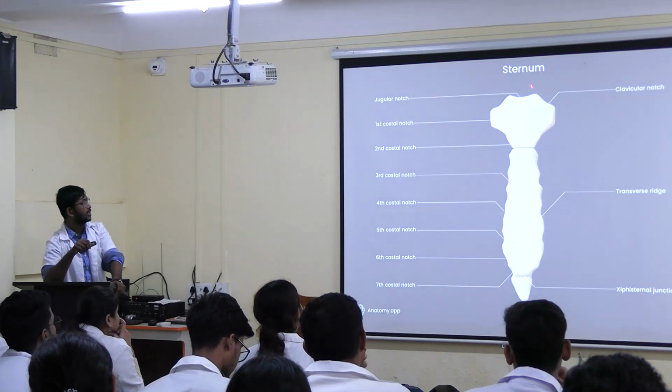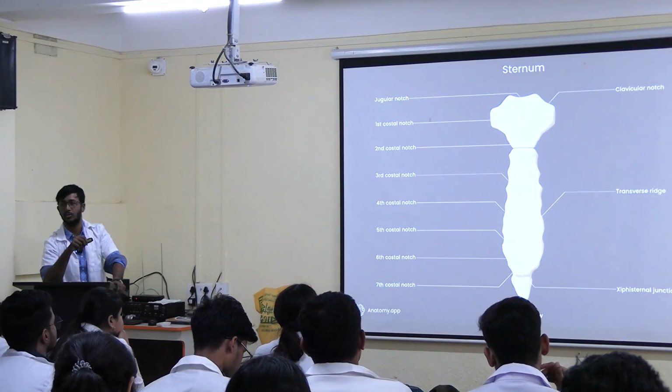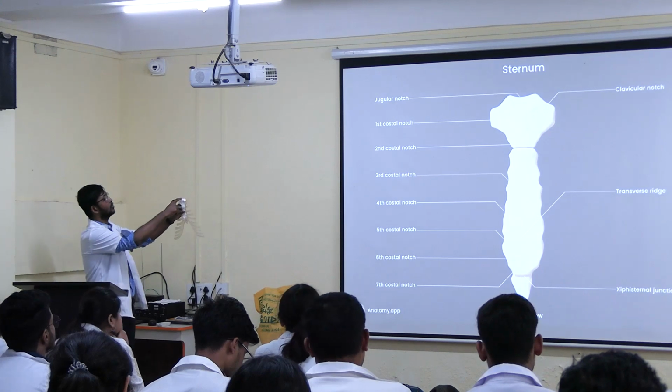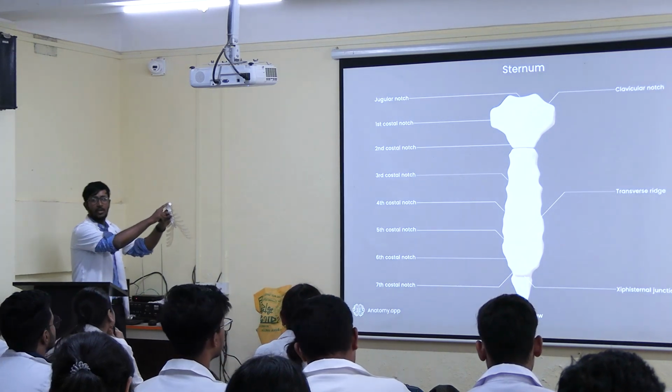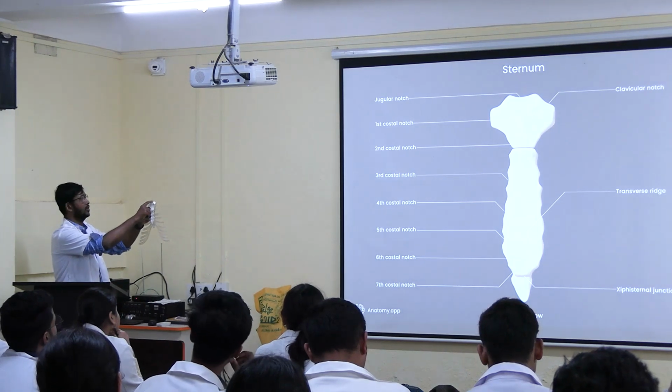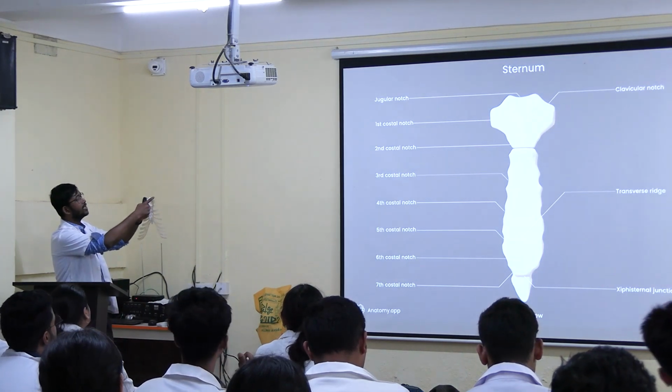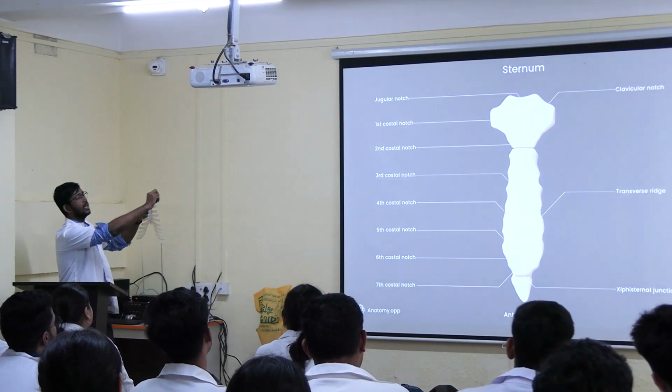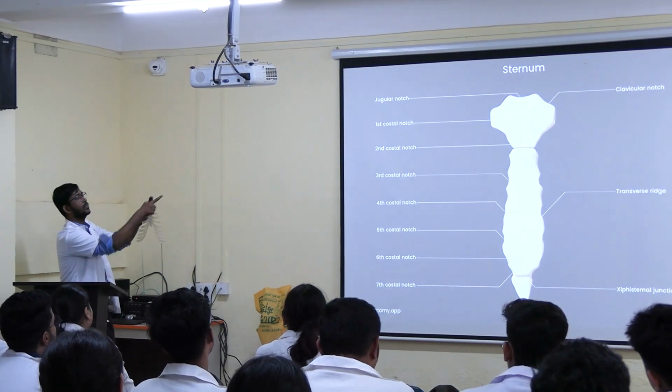Okay. See, this one is also known as the jugular notch. This notch is also known as the jugular notch as well as the suprasternal notch. Suprasternal, why? Because it is above the sternum. So, suprasternal notch. And here you will see the clavicular notch, from where the clavicle comes like this and the first rib goes like this.